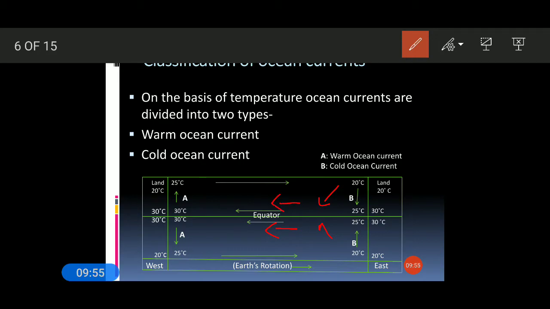When it moves towards this direction, the trade winds try to carry the surface water along with them. Now when this surface water moves towards the western side, along the eastern margin of the continent, it will try to bifurcate towards the northern side and the southern side, because here we have a land body.